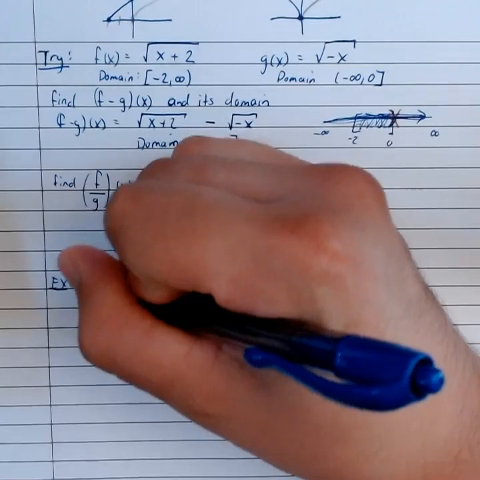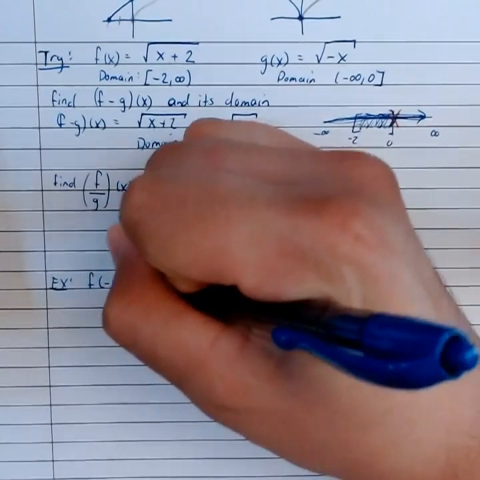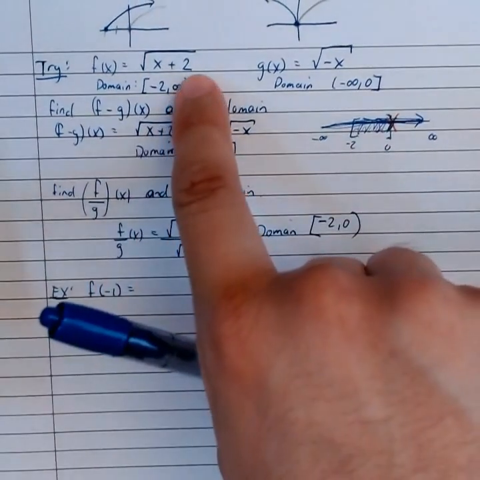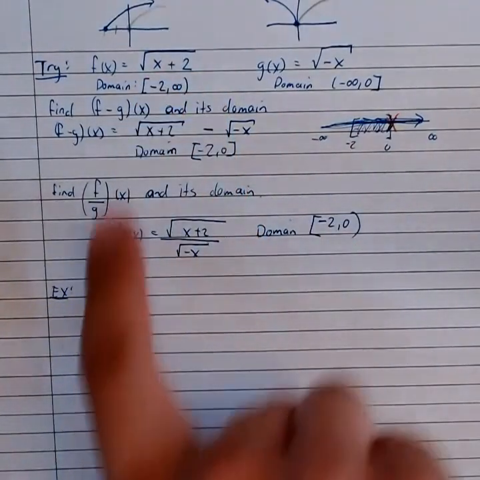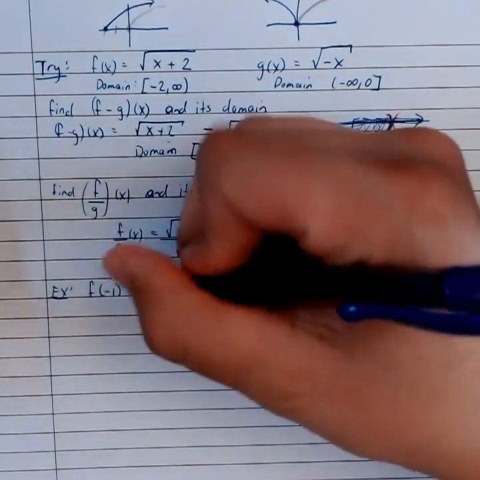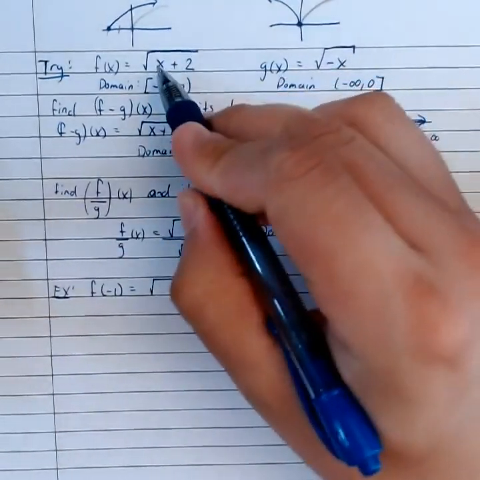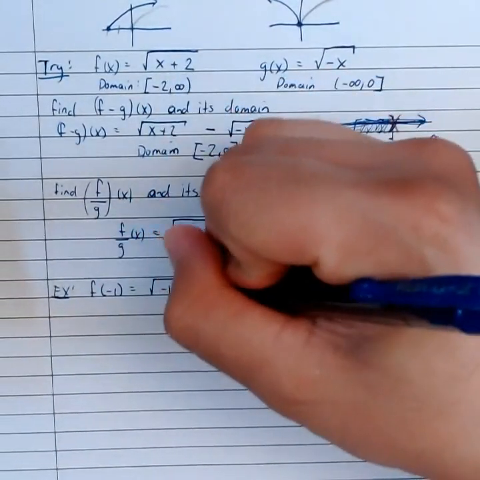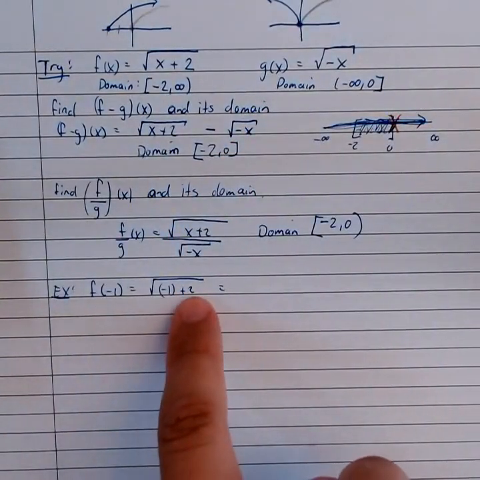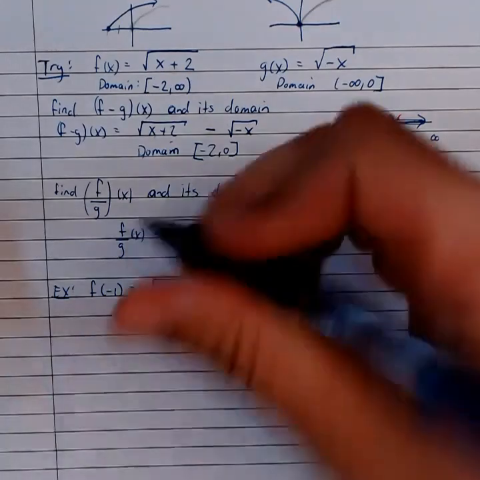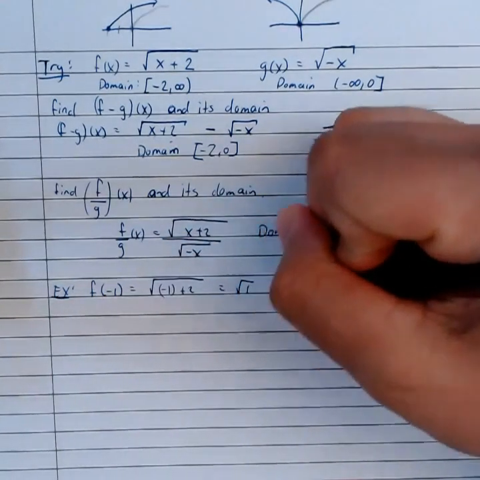All right, so what is f of negative 1? Going back to just the original function f, the way that works is the x value is getting replaced by a negative 1. So that's going to be the square root of negative 1 plus 2. And 2 plus a negative 1 is 1. And the square root of 1 is the number 1.